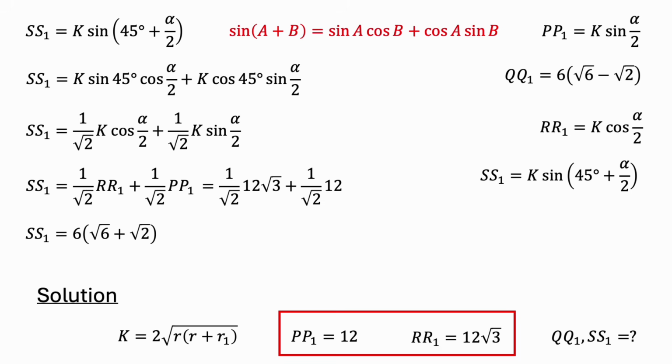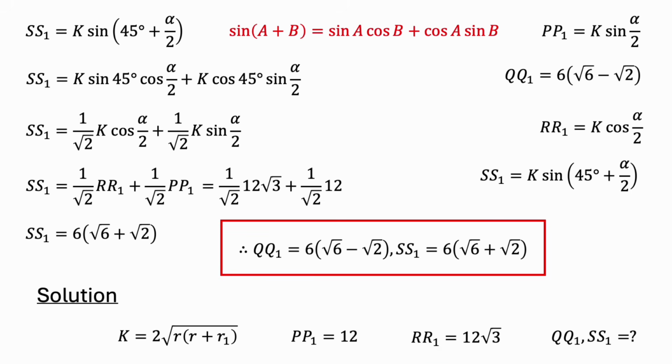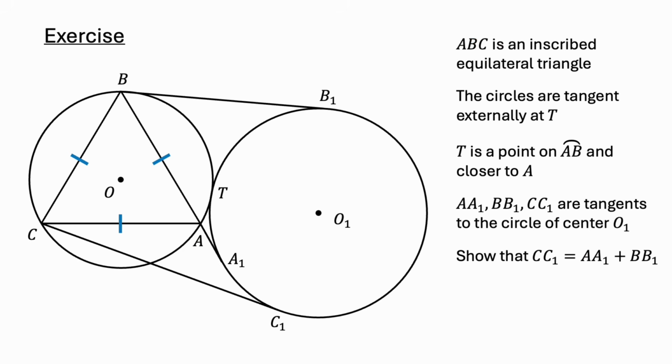Therefore, the solutions to our problem are QQ1 equals 6 times (square root 6 minus square root 2) units, and SS1 equals 6 times (square root 6 plus square root 2) units. As an exercise, try to solve this problem and see if you can get the correct answer.